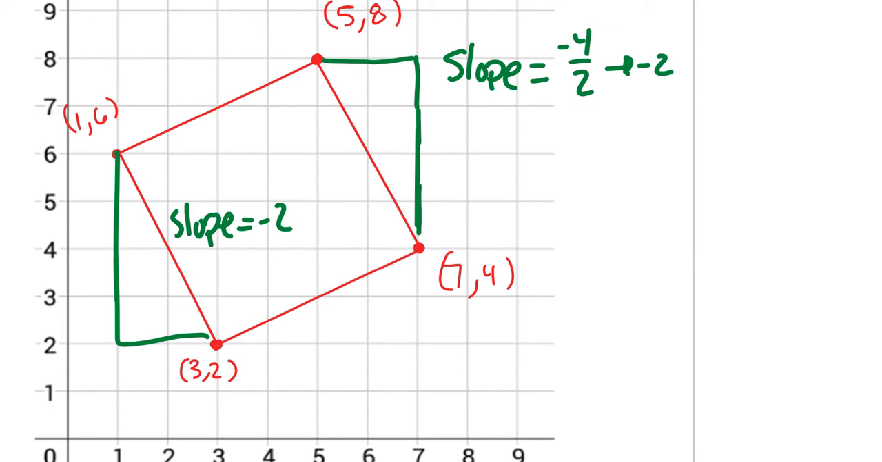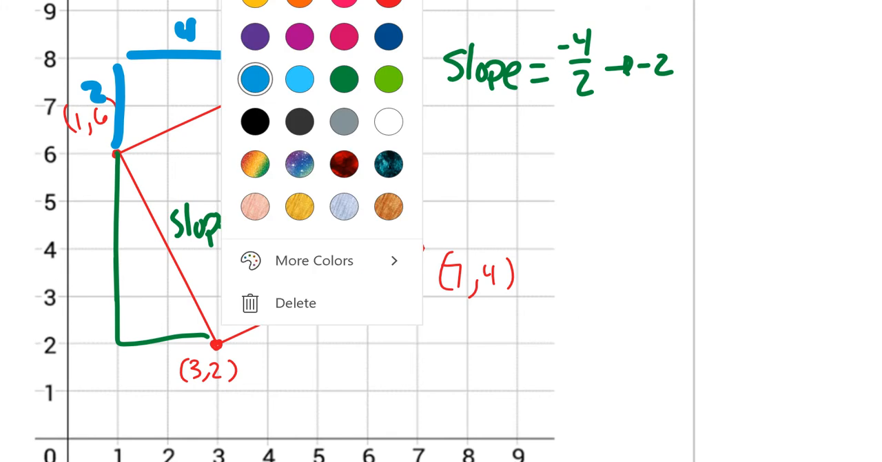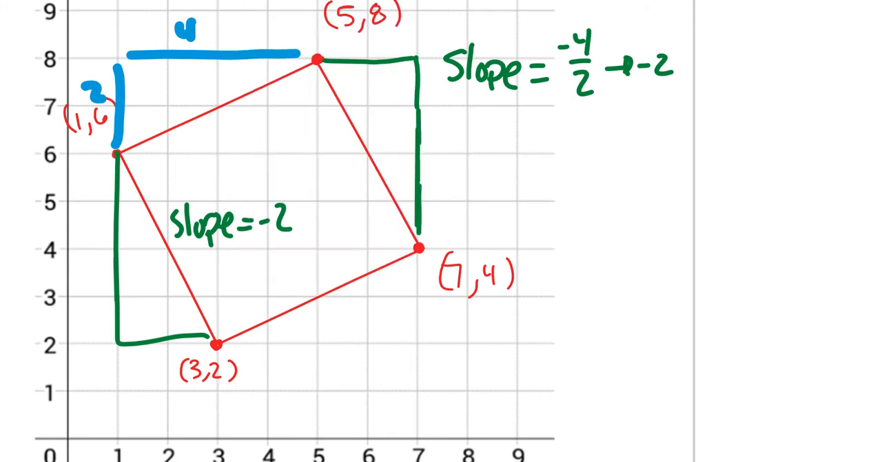If I look at this, this is up 2 and then over 4. Up 2 over 4 has a slope that's equal to 1/2. This pen is too thick. Let me change that. So this is a slope of 1/2. And this is matching that also, up 2 over 4. So this is 1/2. So now it could be a parallelogram because both pairs of opposite sides are parallel. They have equal slopes.